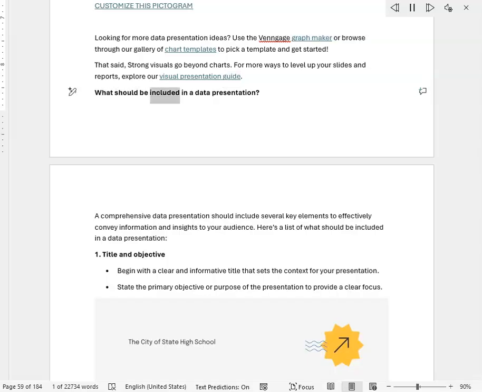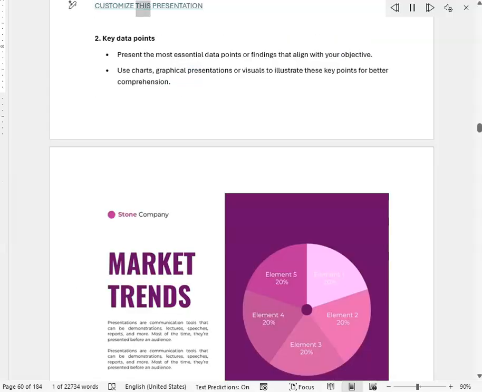What should be included in a data presentation? A comprehensive data presentation should include several key elements to effectively convey information and insights to your audience. Here's a list of what should be included in a data presentation. 1. Title and objective. Begin with a clear and informative title that sets the context for your presentation. State the primary objective or purpose of the presentation to provide a clear focus. Customize this presentation.